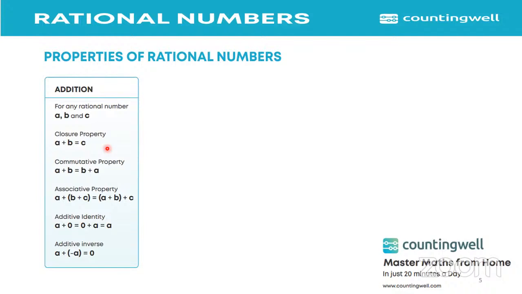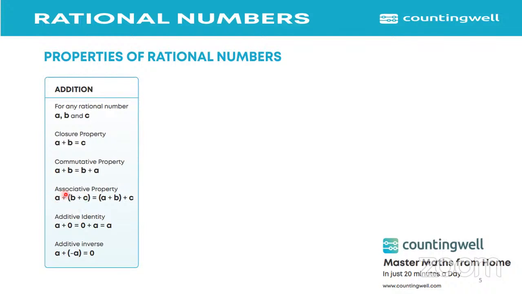So if you have 1 by 2 plus 1 by 2, you will get 1. 1 can be written as 1 upon 1. So again, you will get a rational number, that is 1. For commutative property, we have a plus b equals to b plus a. That means the resulting sum of two rational numbers, if we change the order, is same. That is 1 by 2 plus 3 by 4 is same as adding 3 by 4 and 1 by 2.